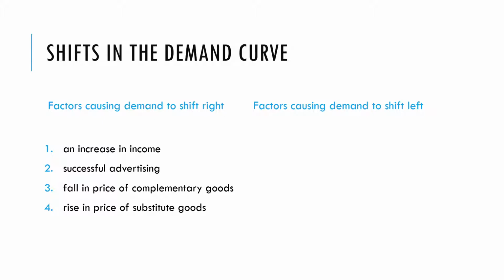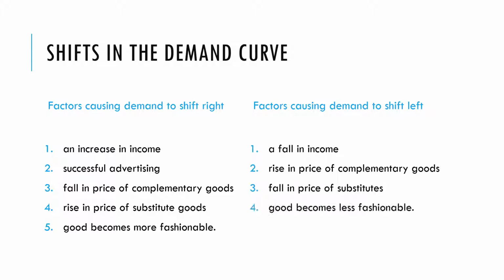A rise in the price of substitutes might also lead to an increase in demand. So if the price of, let's say, dairy milk goes up, then we might see an increase in demand for soya milk. Also, because it's become more fashionable, we'd expect a shift to the right. The opposite would also apply.